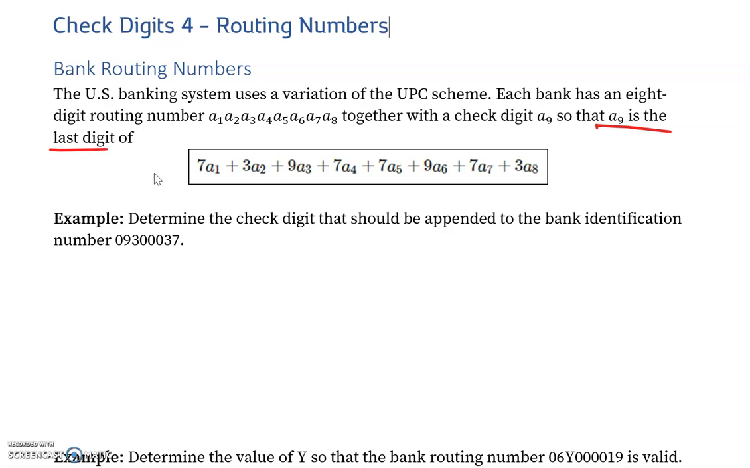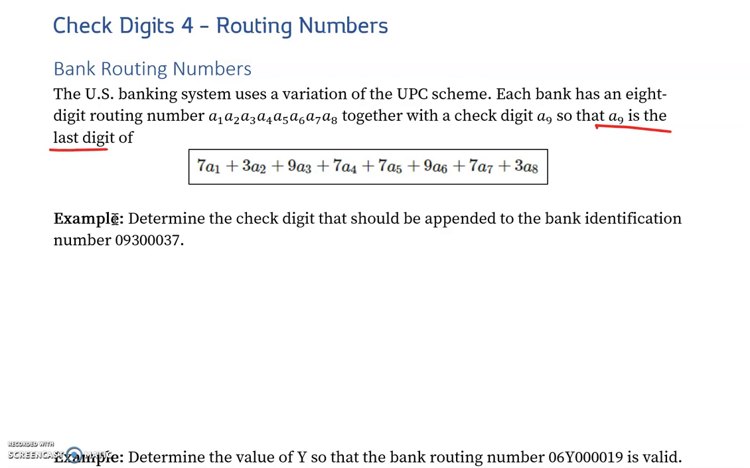And so we can say, okay, cool. If I have a routing number, so let's say we have the routing number 093-00037. The good news is a lot of these do have zeros in them, so a bunch of these are just going to zero out. If that is our banking identification number, let's find the check digit.